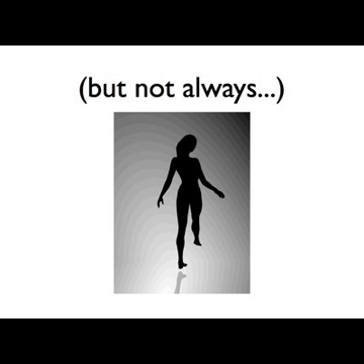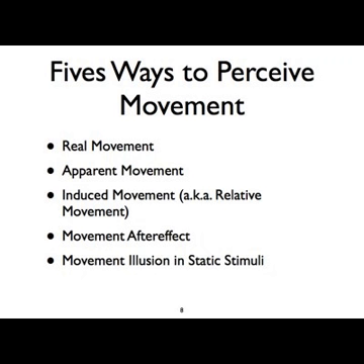All right, so motion gives you all sorts of information about these things, about depth, about color, about distance, and things like that. So how do we actually perceive motion? I've got a list of 5. There may be more than this, but this is what I came up with. So there are 5 ways that I can get you to perceive motion. One is if something is actually moving, real movement in the environment. Another is apparent movement. You can have induced movement, motion after effect, and a movement illusion in static stimuli.